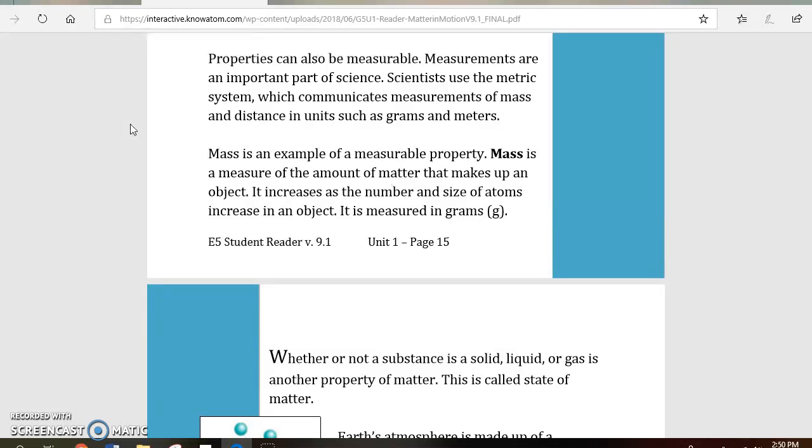Properties can also be measurable. Measurements are an important part of science. Scientists use the metric system, which communicates measurements of mass and distance in units such as grams and meters.